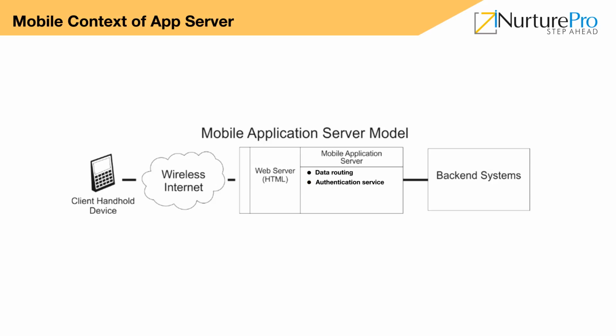Authentication service. It provides secure connection to backend systems. Offline support. It enables users to use data when the device is not connected. Security. It offers security by providing features such as data encryption, device control, SSL, and call logging. The figure on the slide shows the mobile app server model along with the features.